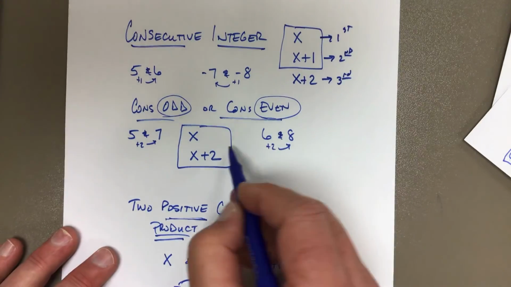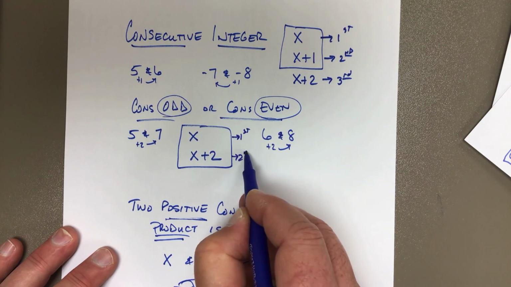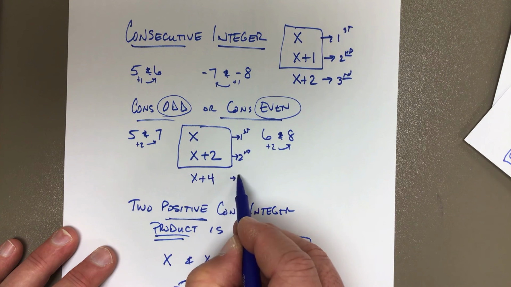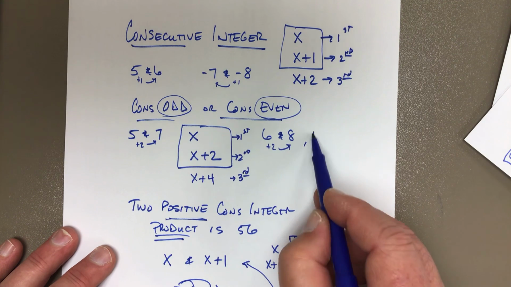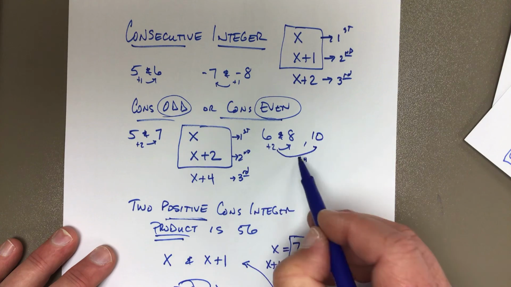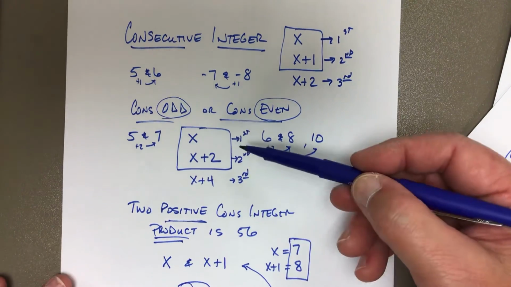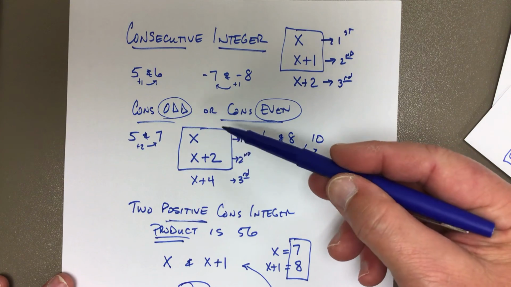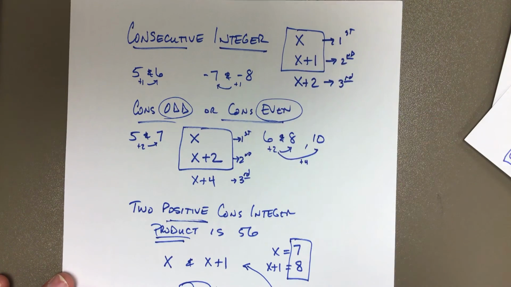And down here, if this is the first one and this is the second one, then the third one would be x plus 4, right? Because if I had a third one over here, if this was 6, I'd have to add 4 to get 10. So if they ask you for 2 consecutive, then you use these two. If they ask you for 3 consecutive, odd or even, then you're going to use all 3 of these. Same with this up here.